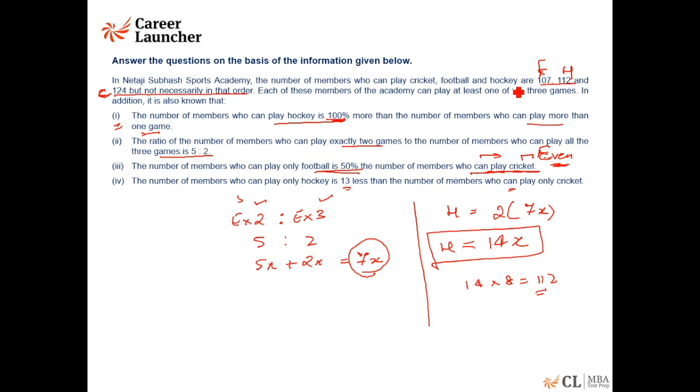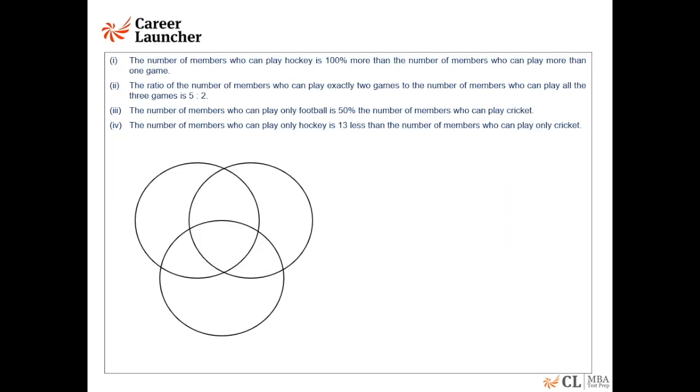Now my task has become very, very easy. To me, the key statements in this question are statement number 2 and statement number 3. These are the 2 key statements which help me identify who's what. So at the first stage itself, we have found that cricket is 124, football is 107, and hockey is 112.